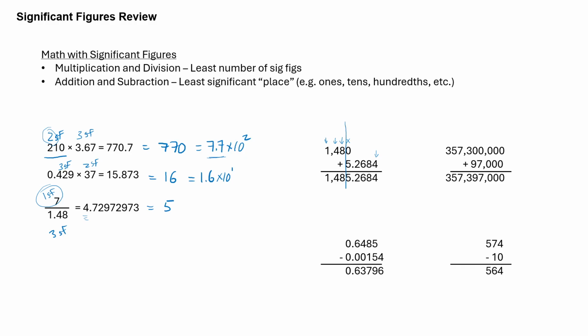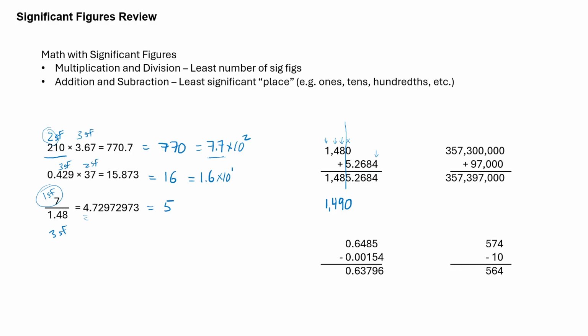So what I have to do is round to the nearest 10 in this point. So 1,485 rounds up to 1,490. So my answer in addition and subtraction has to go to the least measured place, or the least significant place. So in this case, 1,490.